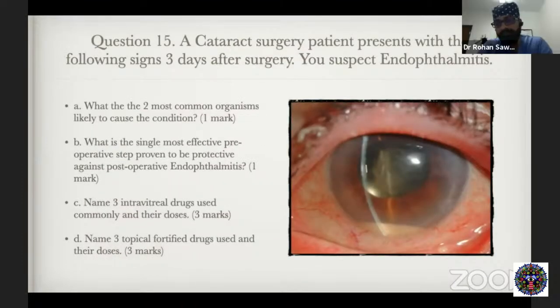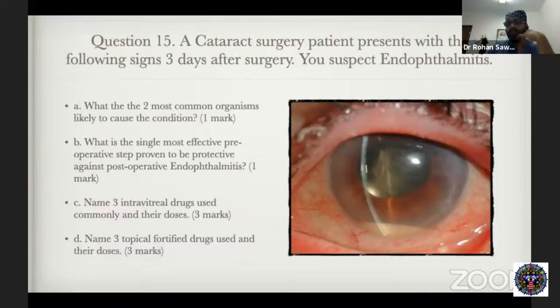So they have given you not a pretty looking picture on your right, saying the cataract surgery patient presents to your clinic with these signs 3 days after cataract surgery. You suspect endophthalmitis. The first question is, what are the 2 most common organisms likely to cause this?